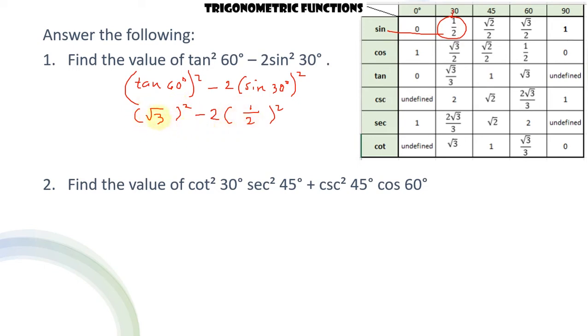We apply PEMDAS, solve first for the exponents. So square root of 3 squared, that is square root of 3 times square root of 3, which is equal to square root of 9. And square root of 9 is 3. So we have here that the square of square root of 3 is equal to 3, minus 2 times, of course, we need to get the square of 1/2. This means 1/2 times 1/2, and that is equal to 1/4.